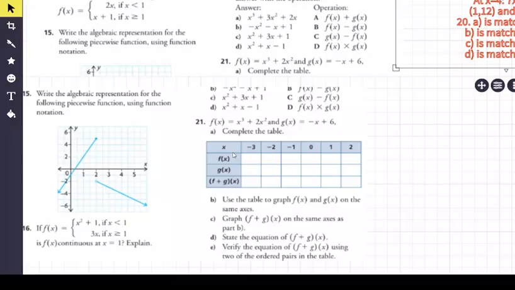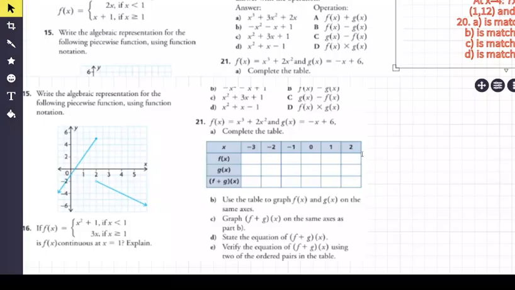So I'll do some for you. So negative 3, that's just negative 27 plus 18, so negative 9, right? Should be pretty simple. So 9 here, and then just fill it in. Anyways, I will be getting you guys the equation of f plus g.